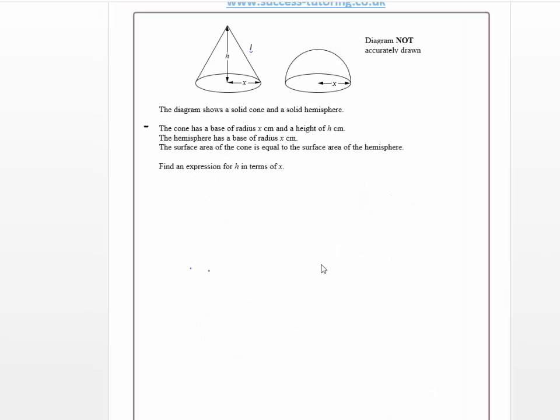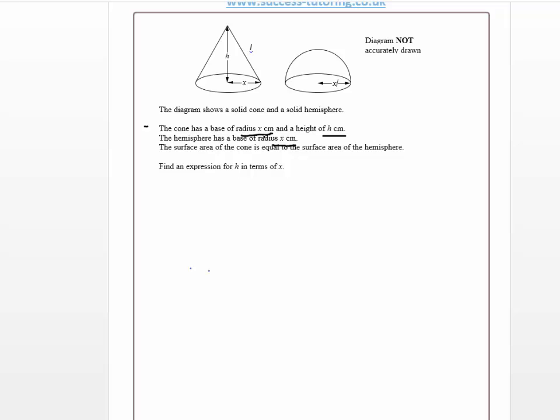Okay, let's have a go at this question now. They're telling us here, the diagram shows a solid cone and a solid hemisphere. The cone has a base radius, also they've given us some new dimensions, of x centimeters and a height of h centimeters. Can you see that here? The hemisphere has a base radius of x centimeters.